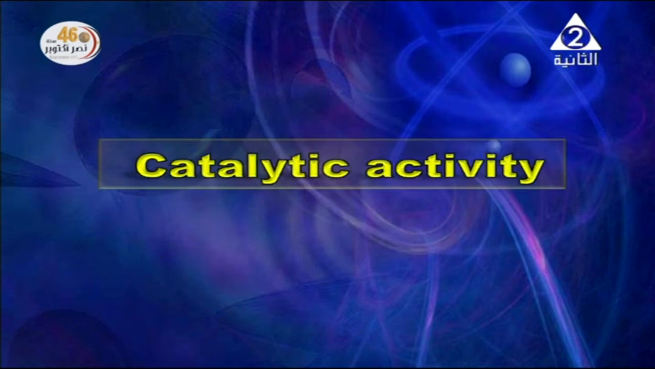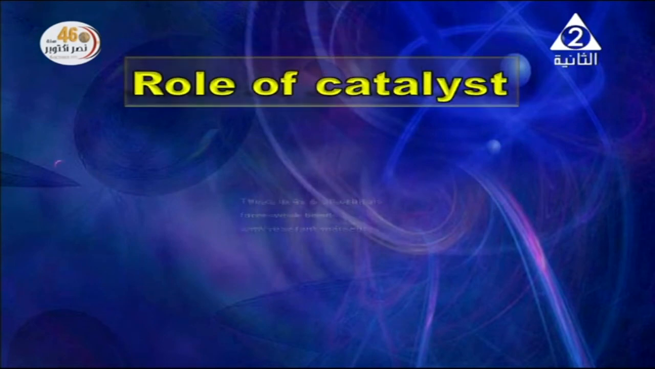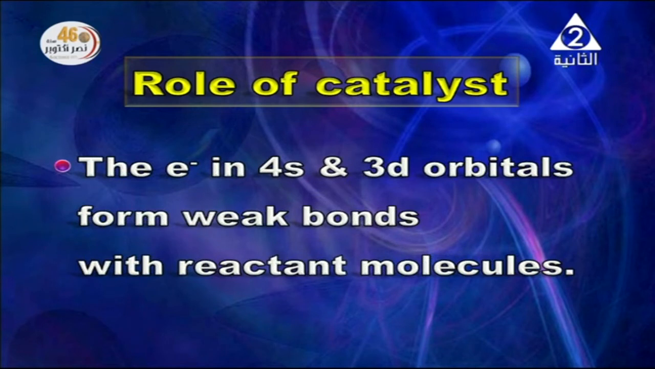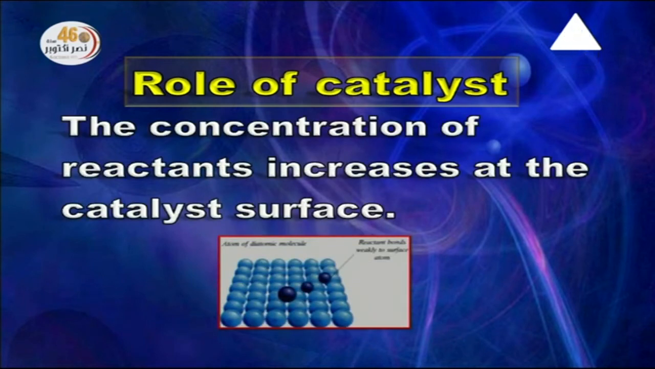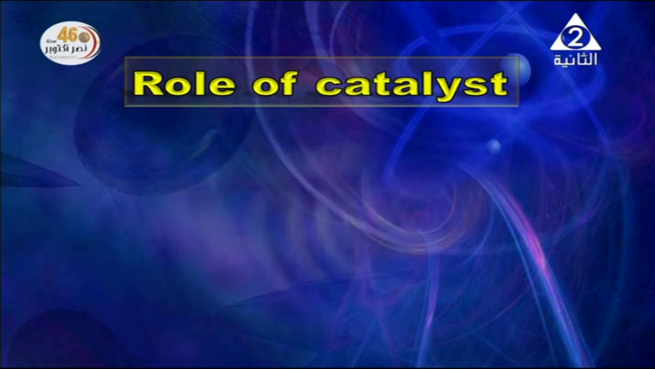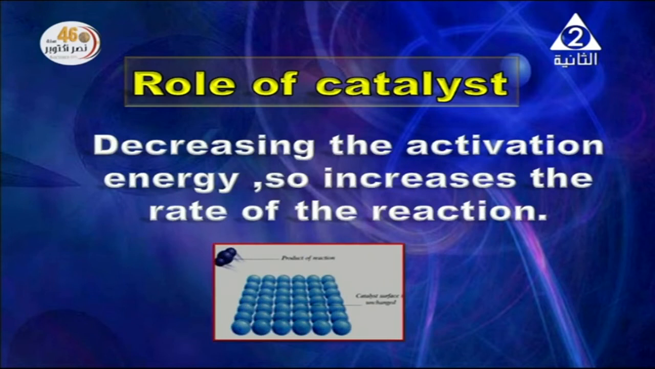My dear student, we are going to discuss the catalytic activity for the first transition series. What is the role of the catalyst? The electrons in the 4s and the 3d orbitals form weak bonds with the reactant molecules, which increases the concentration of the reactants at the surface of the catalyst, so they weaken the bond in the reactant molecules, therefore decreasing the activation energy of the reactant, so it increases the rate of reaction.